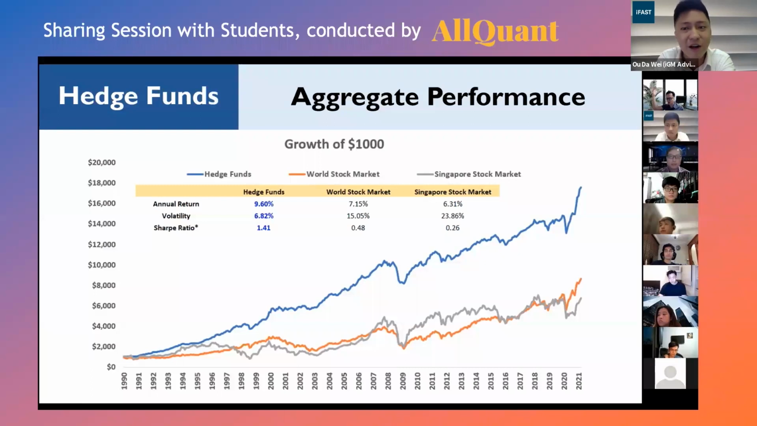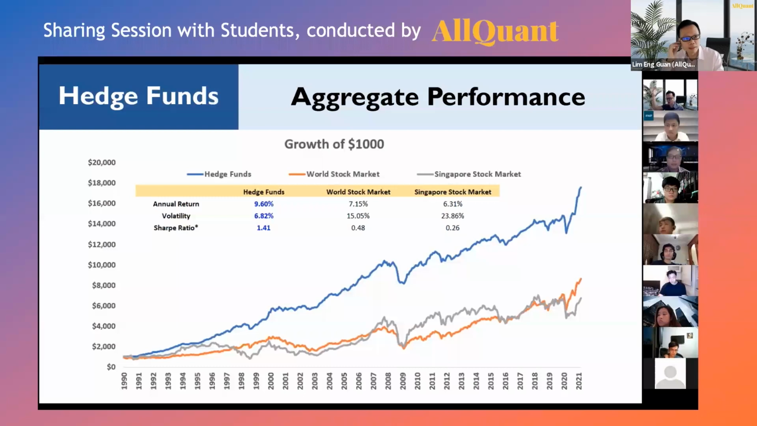So the session was especially there from AllQuant to introduce and guide the students on what hedge funds are and what quant investing is. And Ingrid and Patrick, maybe you can share with the audience what you went through that day when the Zoom session was held with the students.